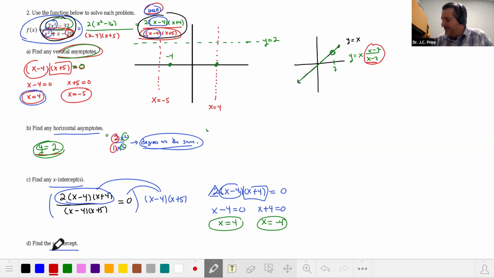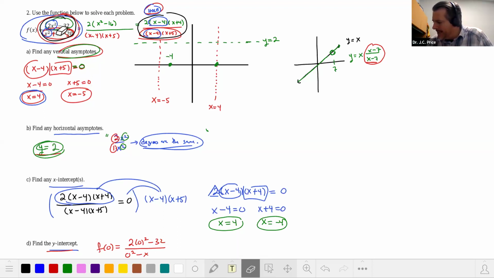And then finally, for the y-intercept, we're just going to plug in 0. So f of 0 is equal. And we come back up here, and it's easiest to plug into this one. So it's 2 times 0 squared minus 32. And then divided by, on the bottom, we have 0 squared and then minus an x. So you got to be kind of careful. I kind of hid the minus from us right there.